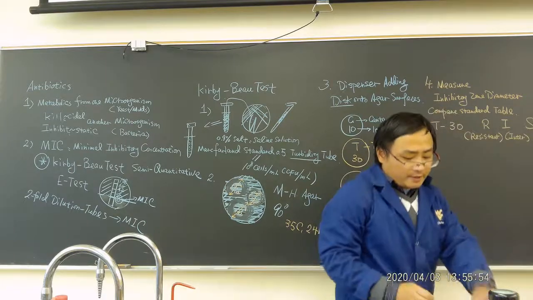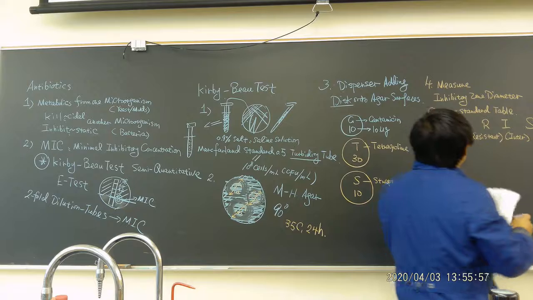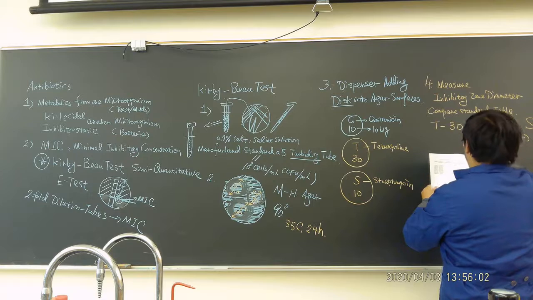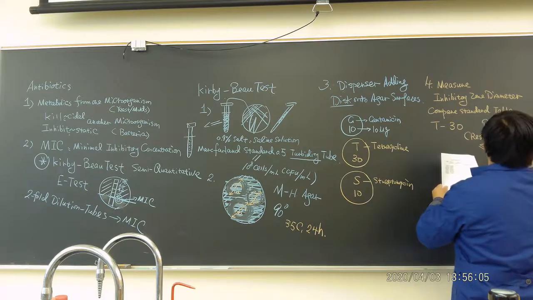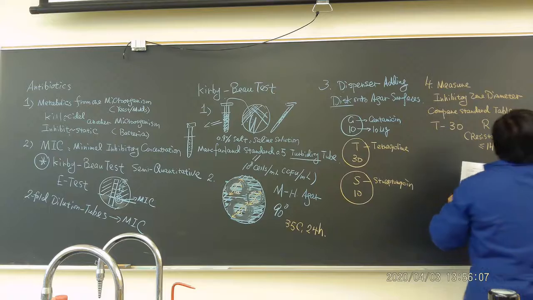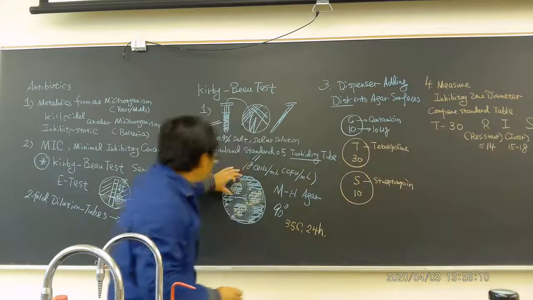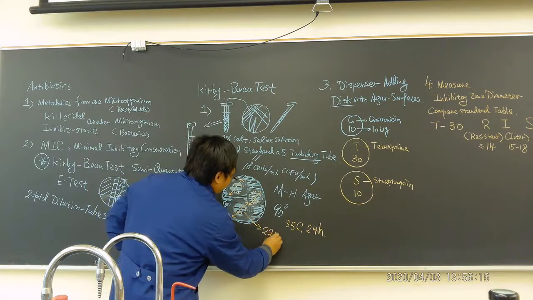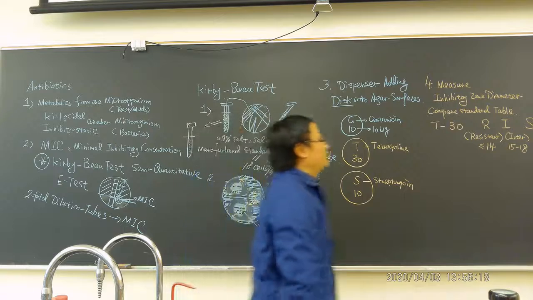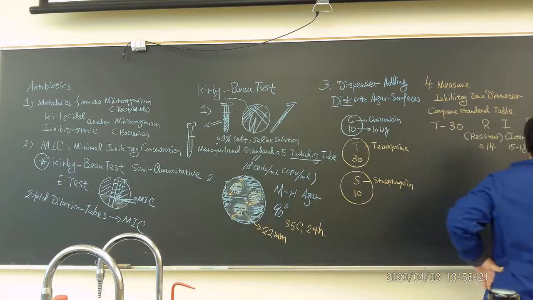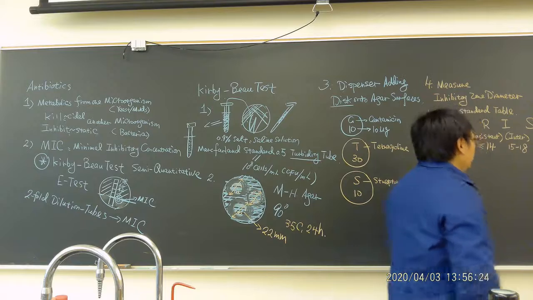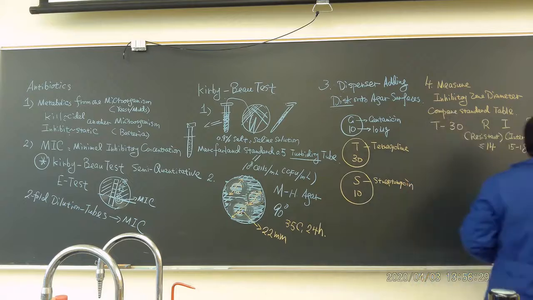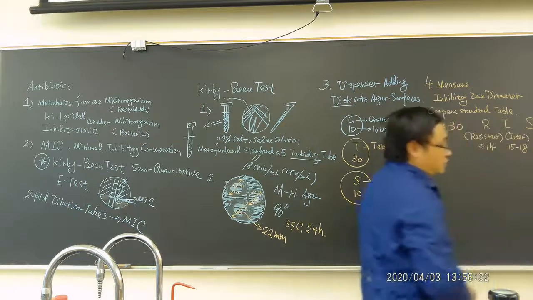Okay? Now you compare with the table. The table tells you the number right here. I remember most of the stuff, but I don't remember this number. Okay, this is 14. This is 15 to 18. And this is 19. So we're going to measure the diameter. Let's say the diameter here is 22 millimeter. That's your sample, okay? It's 22 millimeter. What does that mean? This number is larger than 19. So we say this bacteria is susceptible to tetracycline.